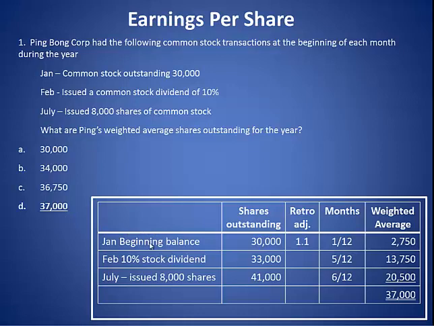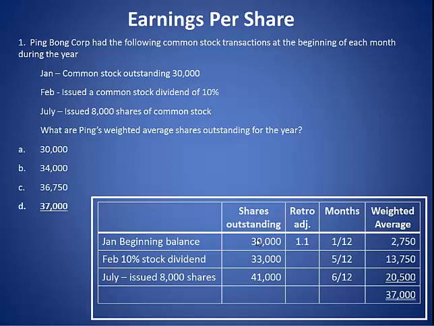In January, we had a beginning balance of 30,000 shares outstanding. However, that was outstanding for 1 month because we had a common stock dividend in February. So we have to have a retroactive adjustment to January. So we had 30,000 shares times 1.1, because it's a 10% dividend, times 1/12, and we end up with 2,750 weighted shares.